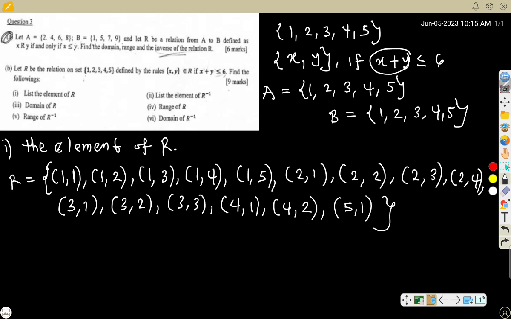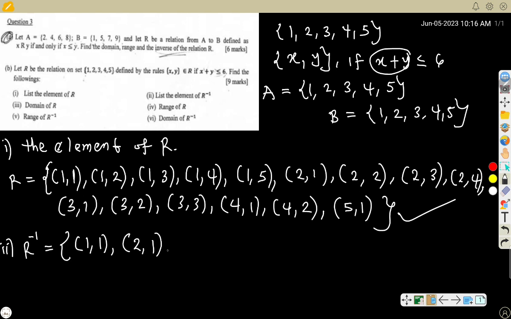So I list the elements of R. So this is R. List the elements of inverse of R. So inverse of R, I will be the reverse of all these numbers. So that is, the first one will still be 1 comma 1. So if you write 1 first, sorry, the brackets, 1 comma 1. So this one, instead of 1 comma 2, it will be 2 comma 1. Turn everything upside down. So that is inverse.